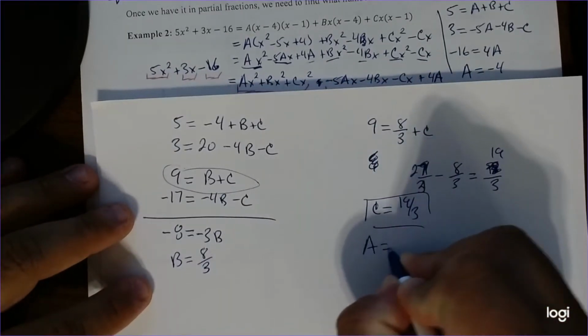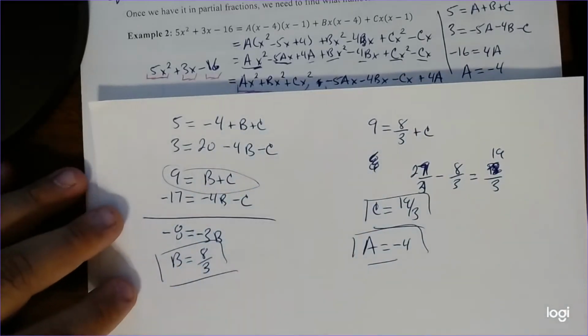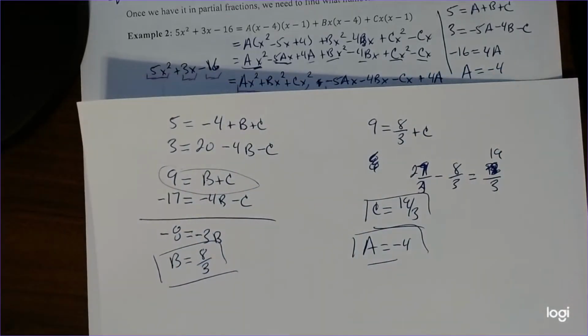So a was originally negative 4, and b is that there. Okay, so that is how we're going to solve for each individual variable. And guess what? We're not even done yet. That just sets up each individual integral. So these are going to be very, very long problems.